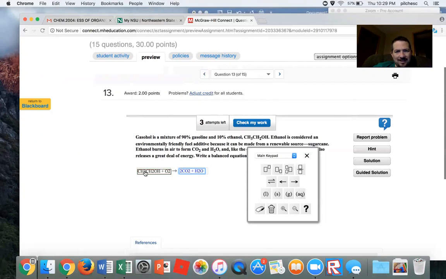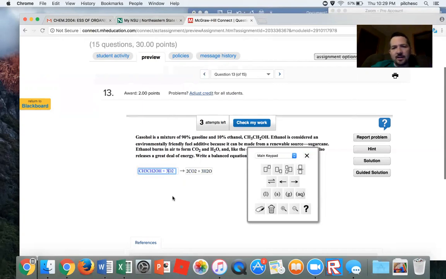Here I have 6 hydrogens. 1, 2, 3, 4, 5, 6. And so I need 6 hydrogens over here. I have 2, so 3 times 2 would give me 6. That gives me 4, 7 oxygens. I have 1 oxygen here, so I need 6 more. So I need 3 oxygens here.